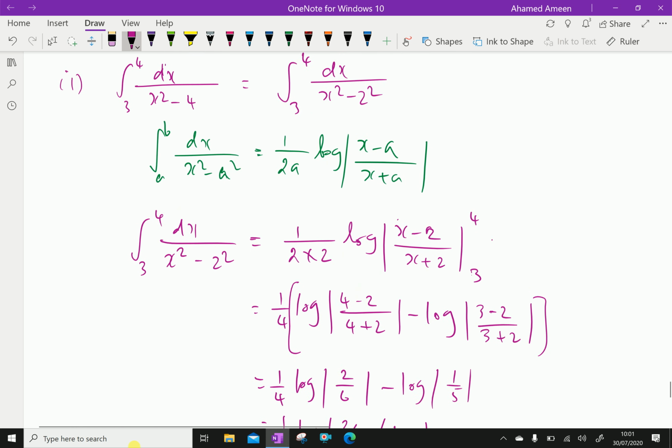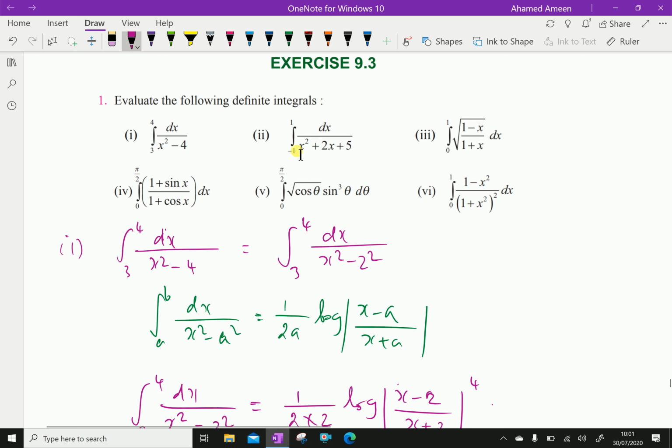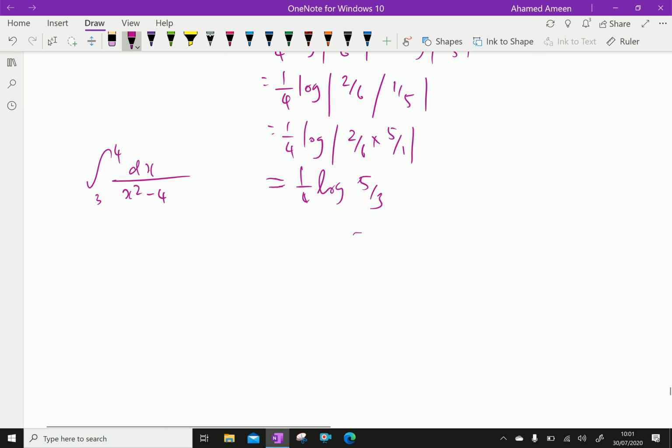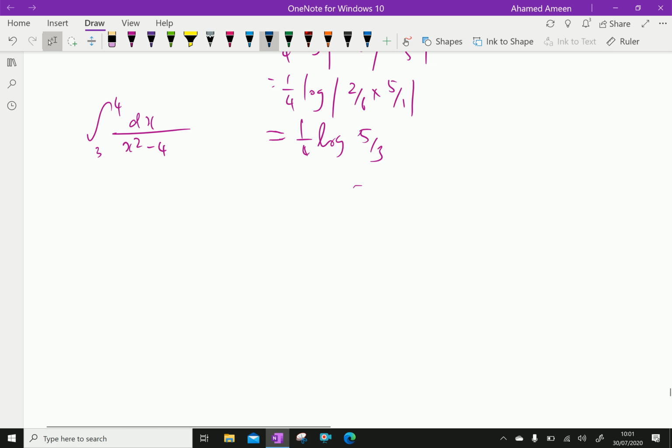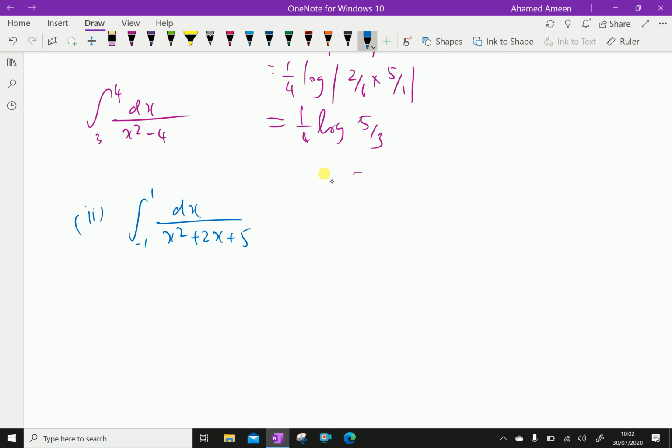Now, the second question. Question number 2, integral from minus 1 to 1 dx over x squared plus 2x plus 5. Its denominator is a quadratic expression, so you can write integral minus 1 to 1 dx by completing the square, x squared plus 2x.